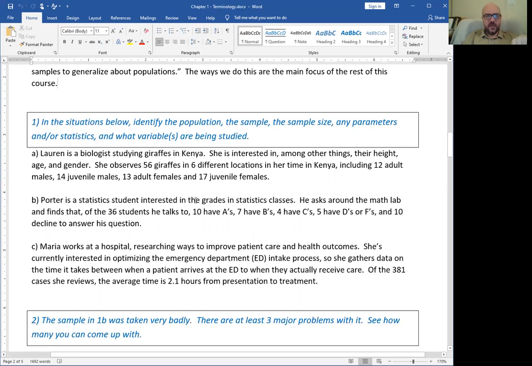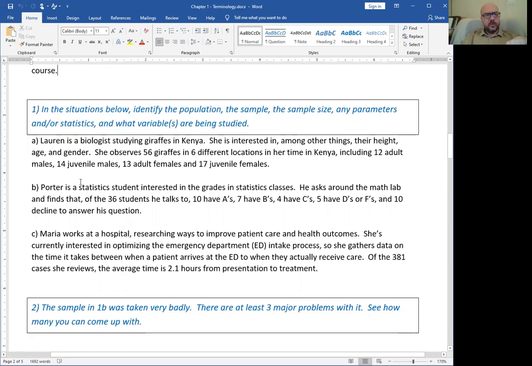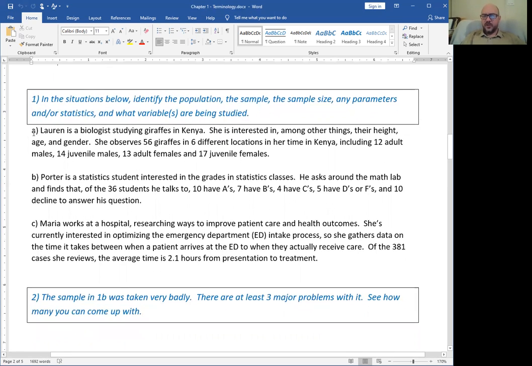Okay, so I hope you paused the video and tried to actually do these things. Identify the population, sample size, parameters or statistics, and what variables are being studied. All right, so here's Lauren. Lauren is our biologist that we will be using whenever we're studying animals in general. She's studying giraffes in Kenya, and she's interested in, among other things, their height, age, and gender. So she observes 56 giraffes in 6 different locations, including 12 adult males, 14 juvenile males, 13 adult females, and 17 juvenile females. Okay, so let's identify these things.